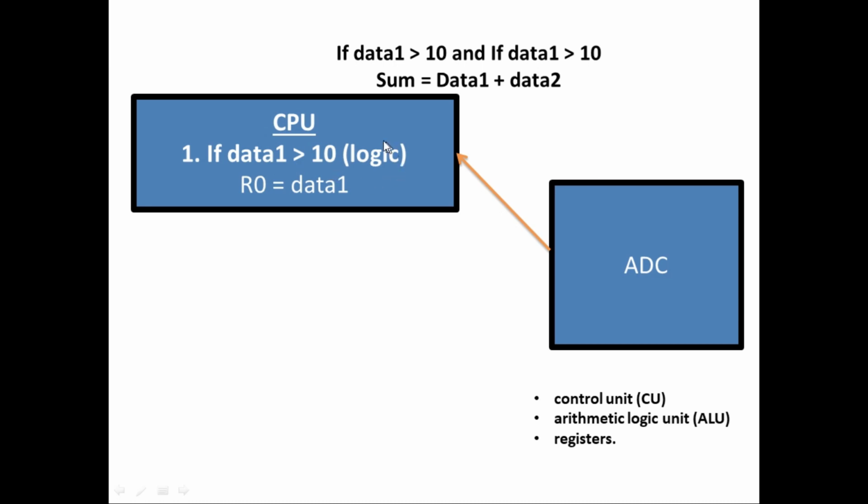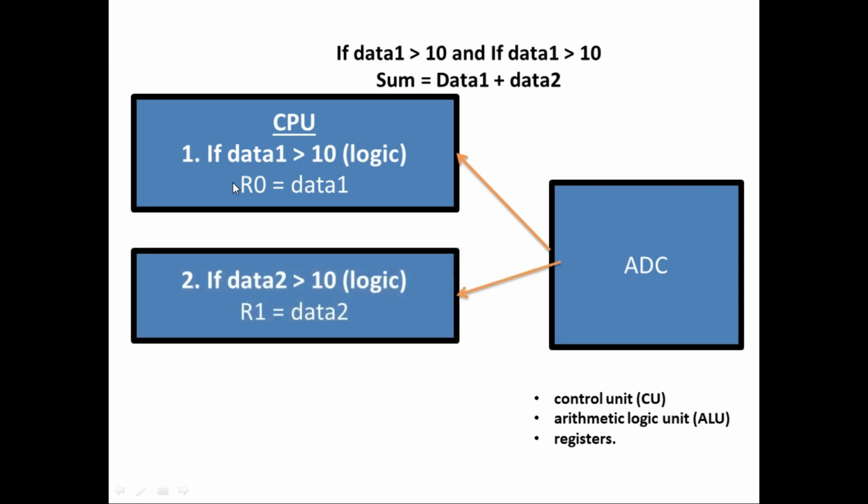First of all, the logical part of the arithmetic and logical unit will be engaged and it will compare the presented data1 to the numerical value 10, and if this data is greater than 10, then it will be stored in a register. Let us say its name is R0 for the time being. Now let us say in the second instance that the ADC has presented another data named data2. Again the logical unit will be engaged and it will compare data2 with the numerical value 10, and if this data is greater than 10, then it will be stored in another register. Let us say its name is R1.